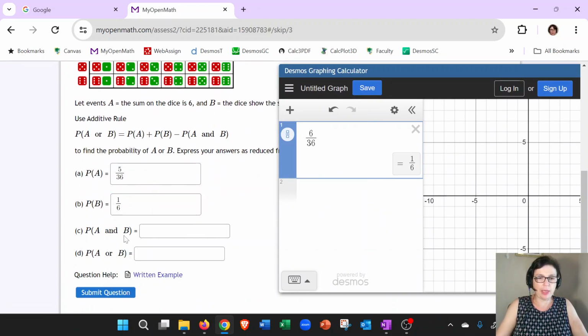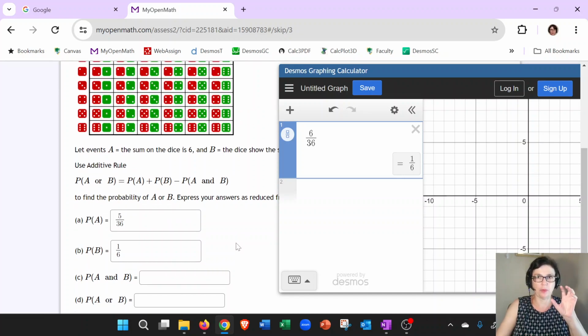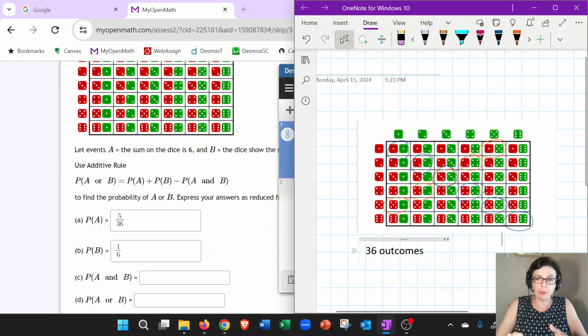This is saying A and B. So anytime you see that "and," what that means is both at the same time. Anytime in probability, what is "and"? Both at the same time. What that means is it has to be that the sum of the dice is a 6, and at the same time, the dice should show the same number.